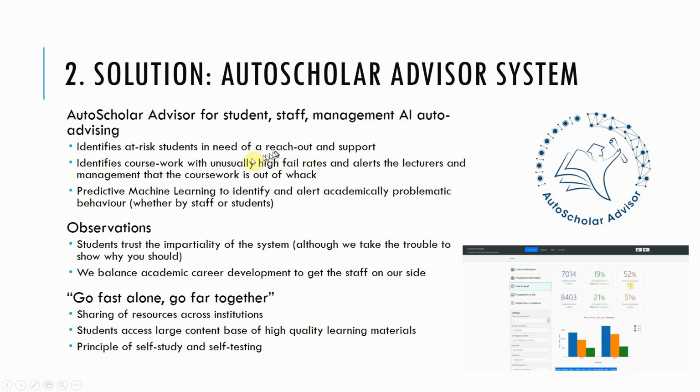Even lecturers and management can be identified as being at risk. Staff also need to understand if their teaching and management methods are not working. Instead of being punitive, the goal is to help lecturers improve their performance and to develop their own careers. It also helps senior executives to direct resources and funding to where it is most needed.